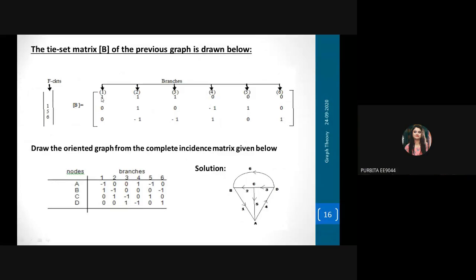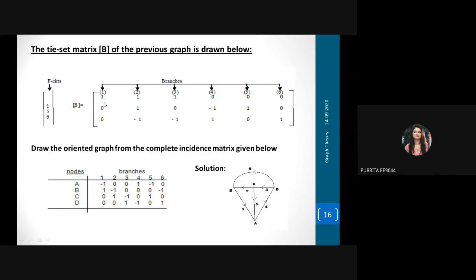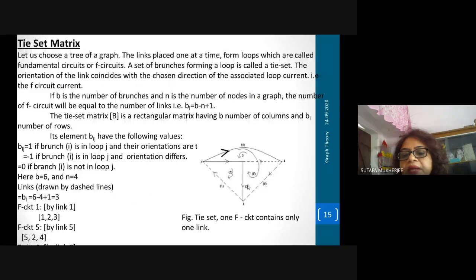Yes, ma'am. And branch 1 is associated with node 1. And this part, 5 and 6 are 0. Yes, 5 and 6 are 0. Exactly so.